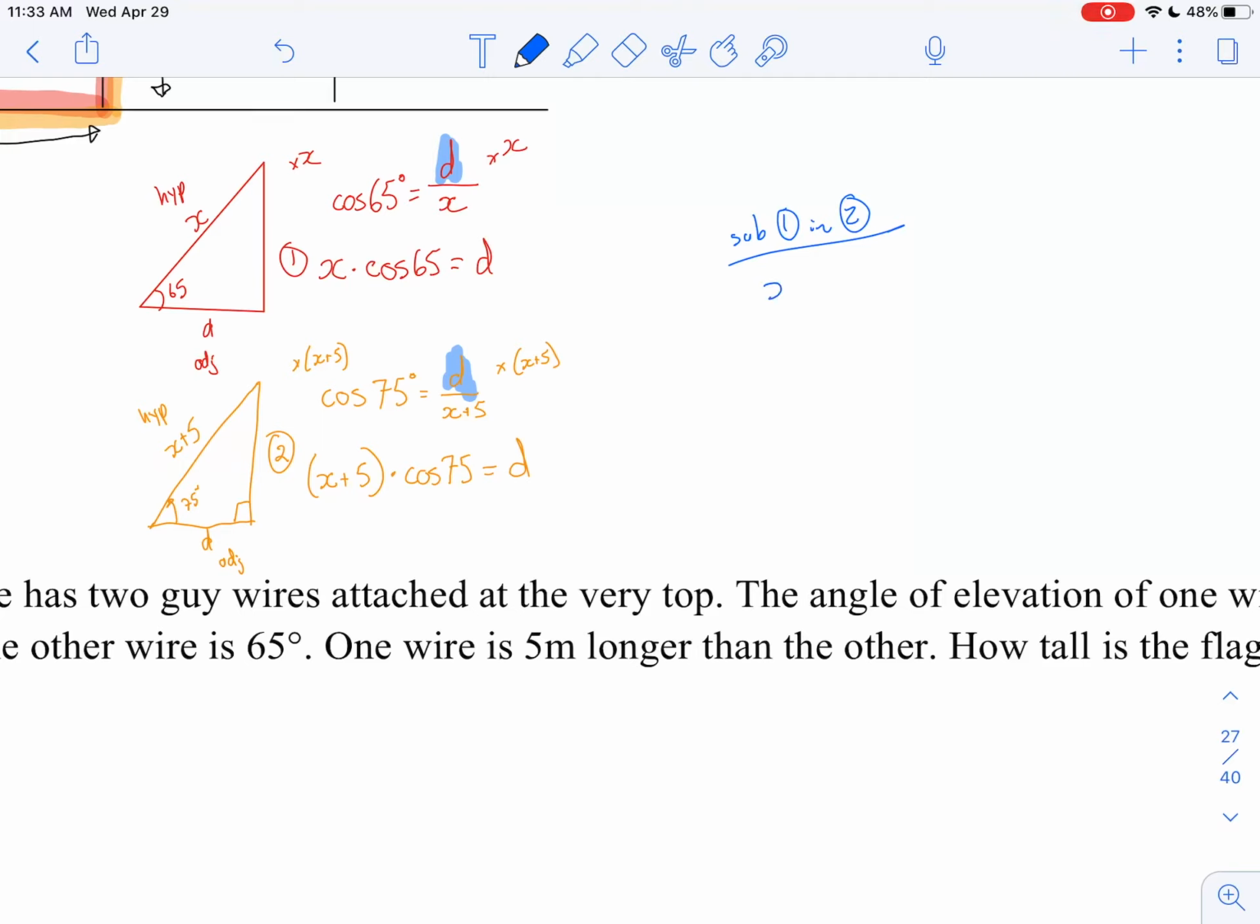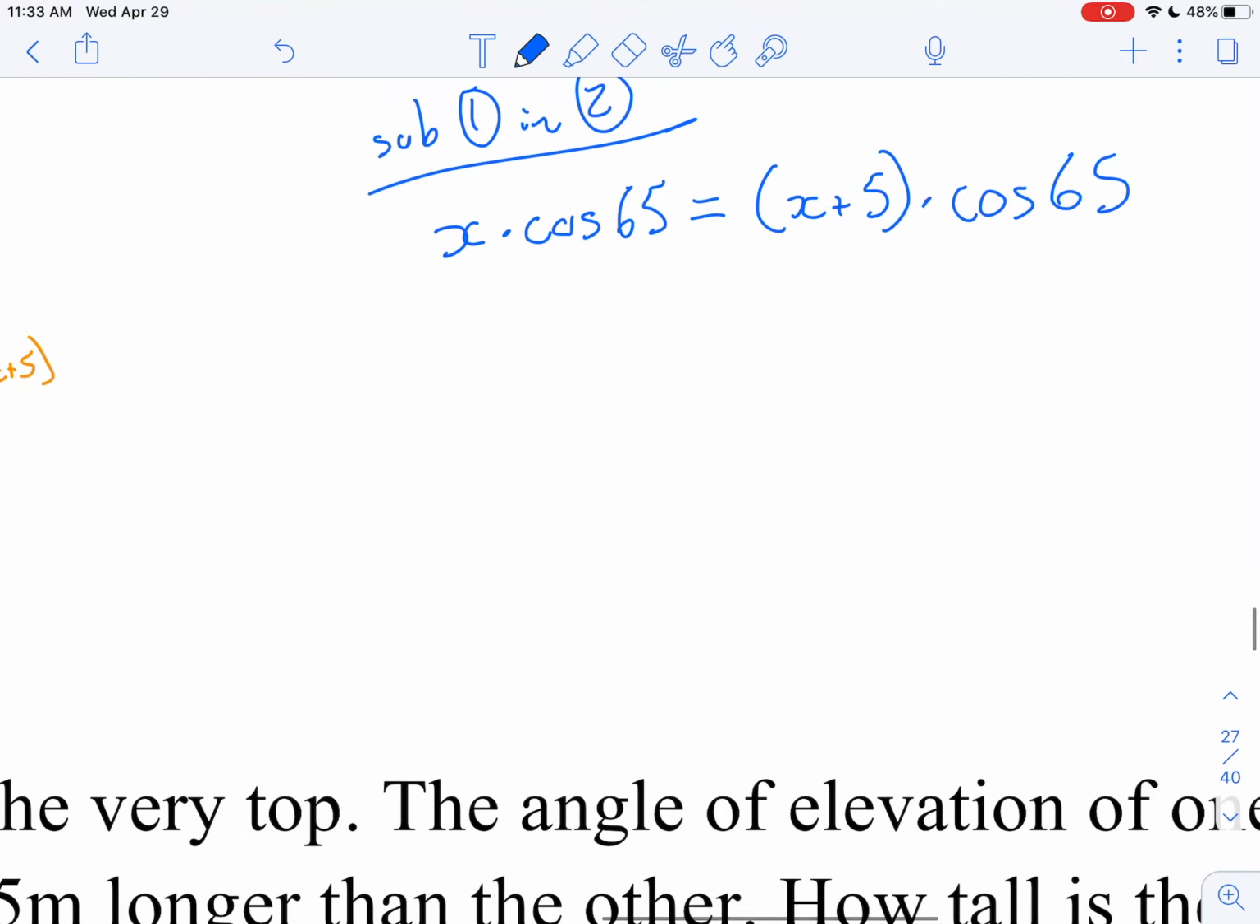And I can say x times cos 65 is equal to x plus 5 times cos 65, which looks big and ugly, but we can distribute this and we can solve. You could type in cos 65 right now and you could get a decimal for it, and you're going to have to round your answer. So I'm going to show you the most exact way to solve for this without having to write out cos 65, whatever that decimal is, 4 or 5 times.